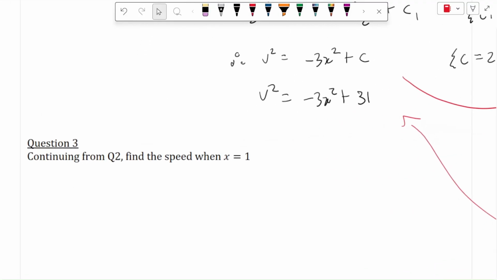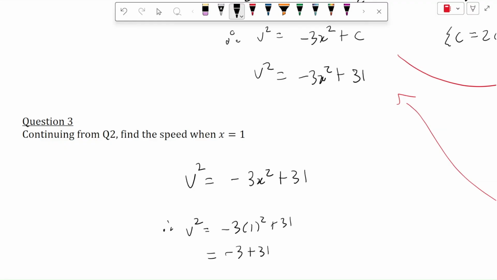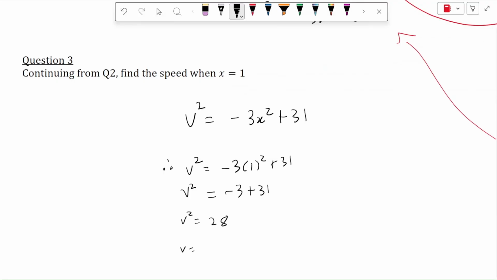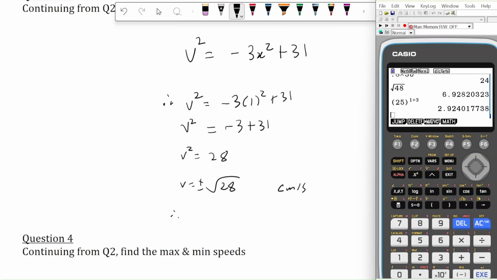Now, find the speed when x is 1. So we'll just start with our equation. When x equals 1, we've got v squared is minus 3 lots of 1 squared plus 31. Minus 3 plus 31, so the velocity squared is 28. So that would tell me that the velocity is root 28 with a plus or minus. We're in centimeters per second for this question, so we better get an approximate for that. Root 28 is 5.29.